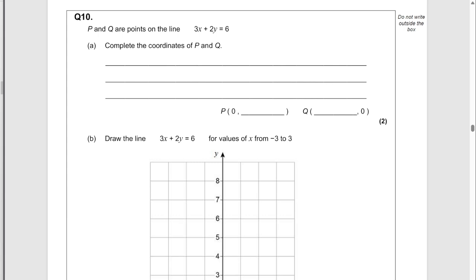3x plus 2y is equal to 6. Complete the coordinates of P and Q. So it says that x is equal to 0 there. So if you put x is equal to 0 into this equation, you get 2y is equal to 6. So if 2y is equal to 6, then y must be equal to 3. And then for the other part, you're told that y is equal to 0. So 3x is equal to 6. So x would be equal to 2. So that's your two coordinates.